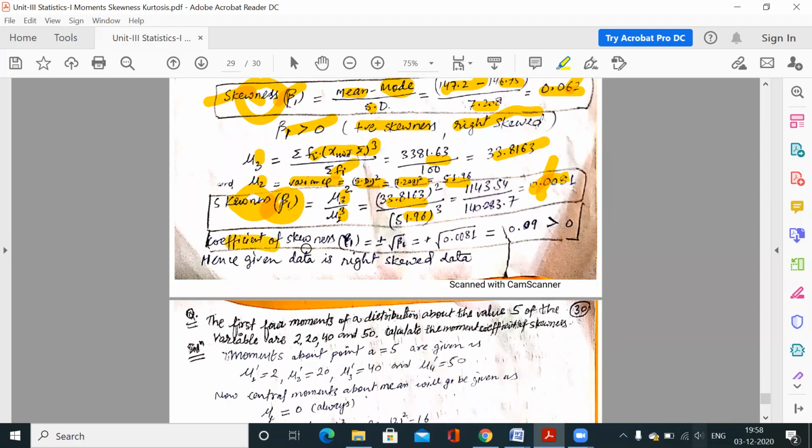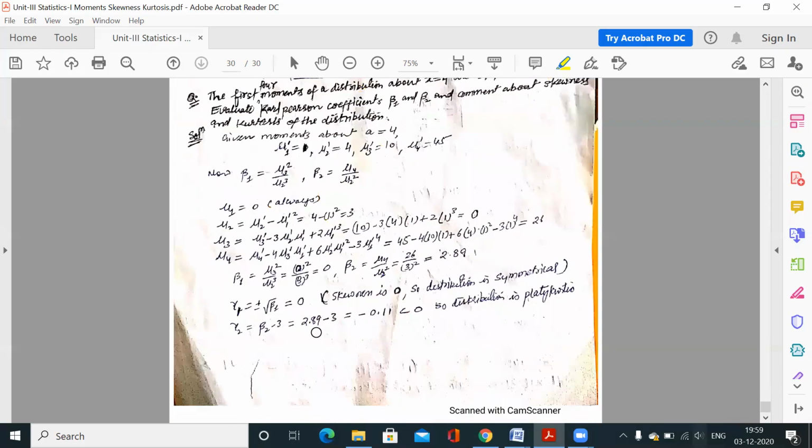And for the coefficient of skewness, we calculate gamma 1. Gamma 1 is the square root of beta 1, and it takes the sign of mu3. If mu3 is positive, gamma 1 would be positive. If mu3 is negative, gamma 1 would be negative. Mu3 here is positive, so gamma 1 is also positive. So the square root of beta 1 value, where beta 1 is 0.0081. Here also we have a positive value greater than 0. That means it is right skewed data.